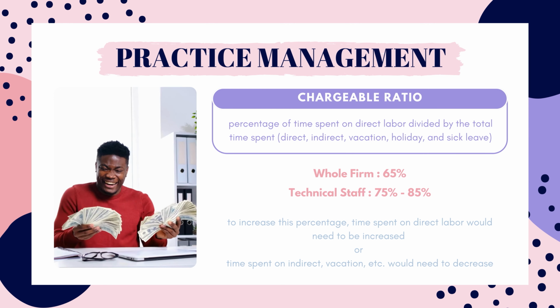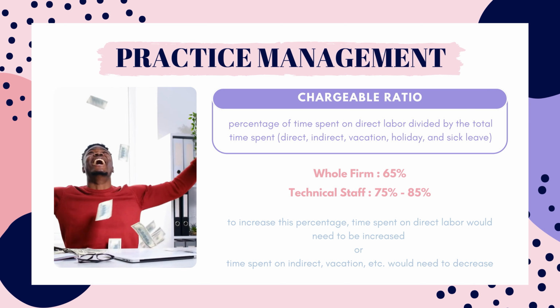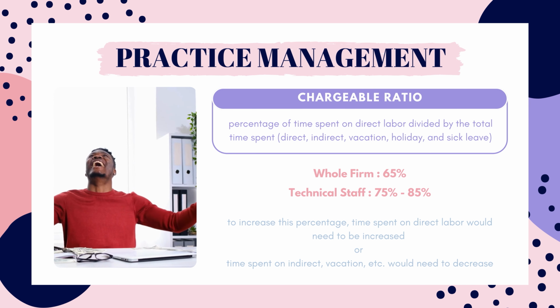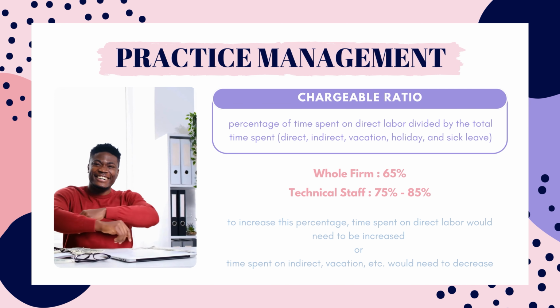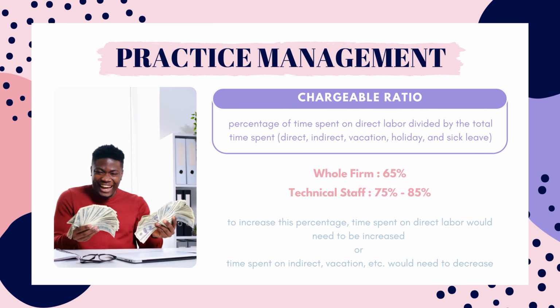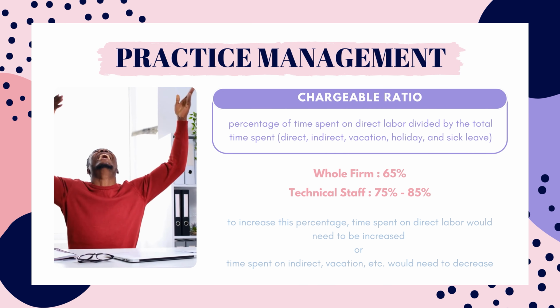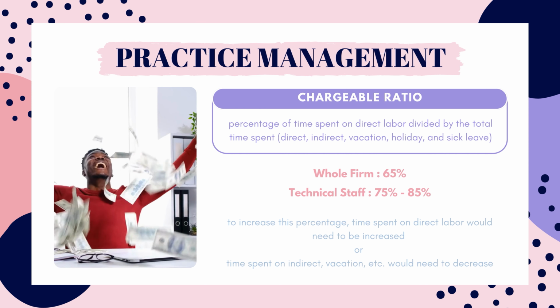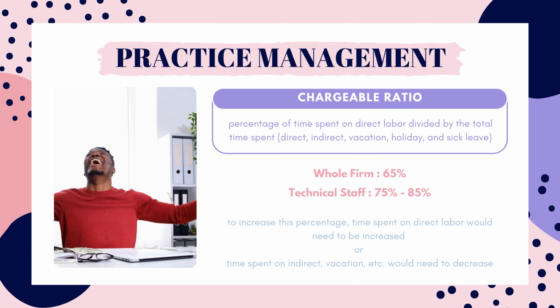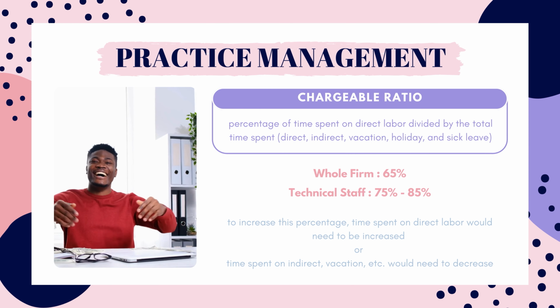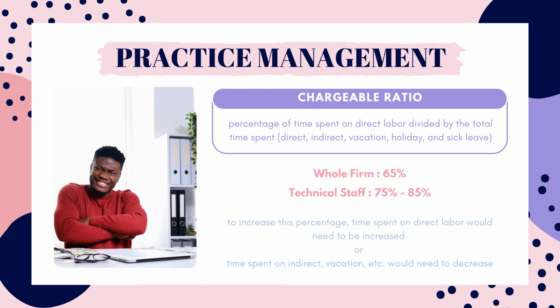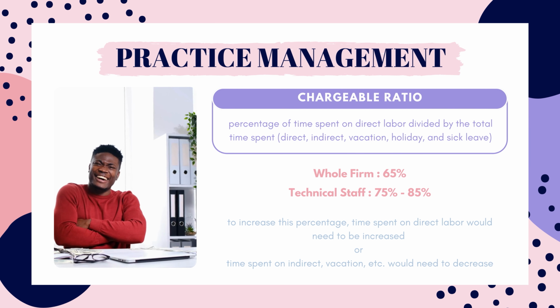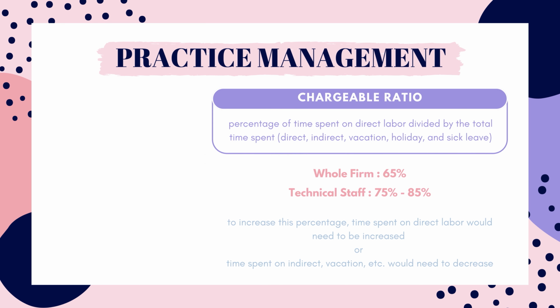In the question, the firm's technical staff was at 68%, which is a bit low. So to increase this number, direct labor would need to be increased, or time spent on indirect, vacation, and so on would need to decrease. The project manager should start tracking time spent more closely to make sure staff are spending time on the projects that they should be working on.